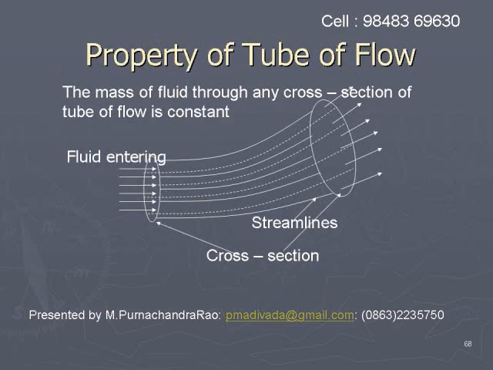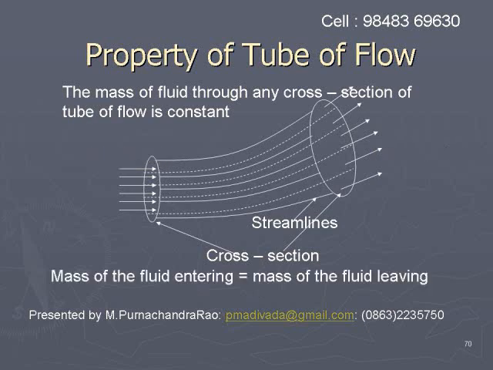When a fluid is flowing in a steady state, the mass of the fluid entering one cross section is equal to the mass of the fluid leaving from the other cross section. If the fluid enters a smaller cross section and leaves a larger cross section, then the mass of the fluid entering the smaller cross section is equal to the mass of the fluid leaving the bigger cross section. In unit time, the mass entering is equal to the mass leaving. Like this, the fluid flows in a steady state.